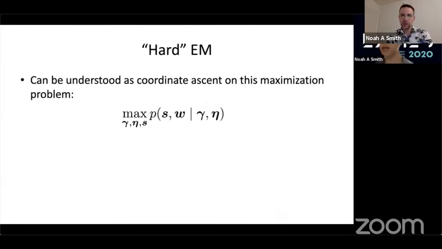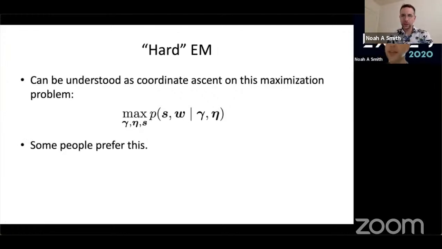So anyway, hard EM is justified by saying that you're doing coordinate ascent on a maximization problem like this, where you're maximizing the probability of the words and the states with respect to both the states and the parameters at the same time. And so you're doing block coordinate ascent, where on the E step you update the states, and on the M step you update the parameters, the gammas and the etas. Some people like it better.